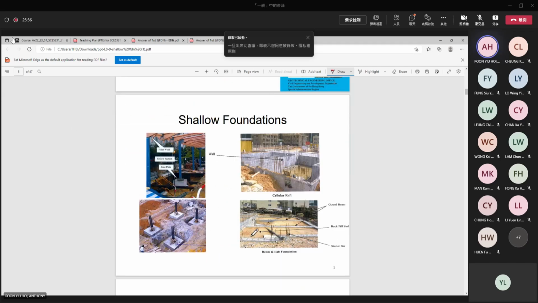So these are some of the shallow foundations. You can see this is very simple. We call this a footing or pad foundation. And sometimes the foundations will be connected to form a large foundation. Sometimes we call this a raft foundation.